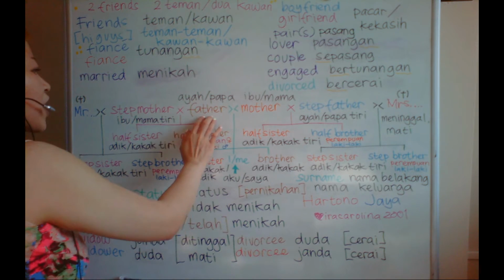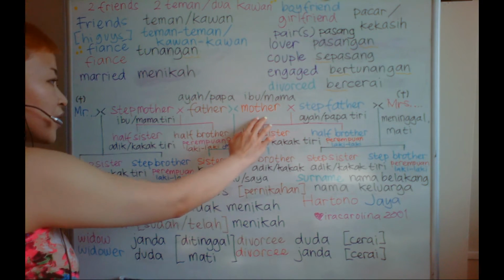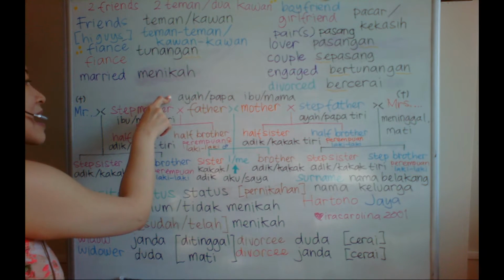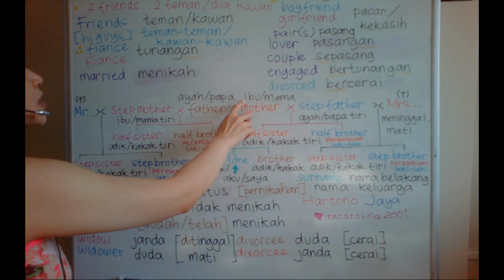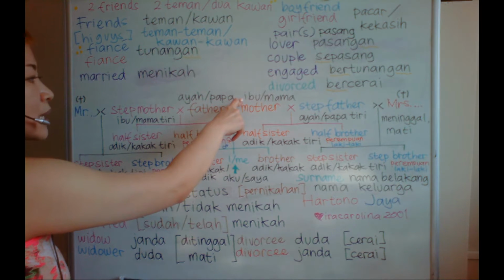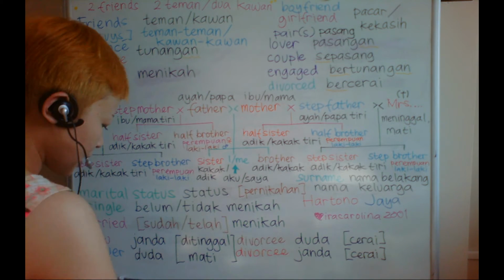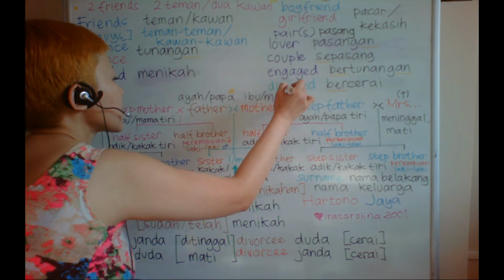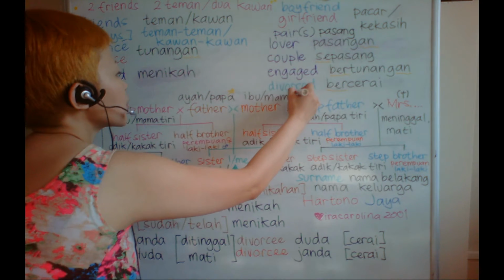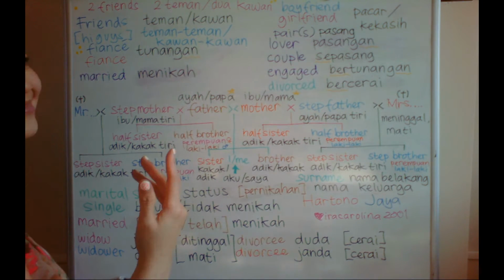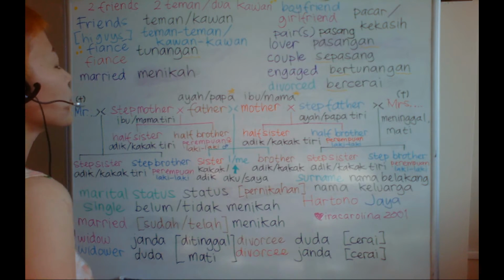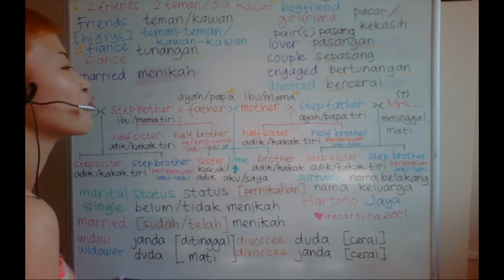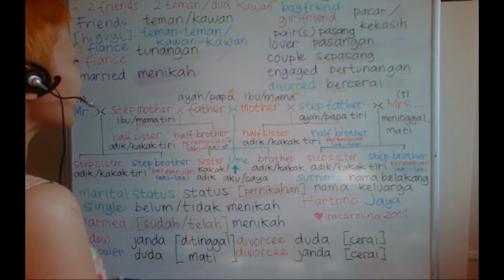We have father and we have mother. Father is ayah. Mother is ibu. This is formal. But casual, in daily life, we use this one. Papa for male, father. Mama for female, mother. It's not polite. Okay.